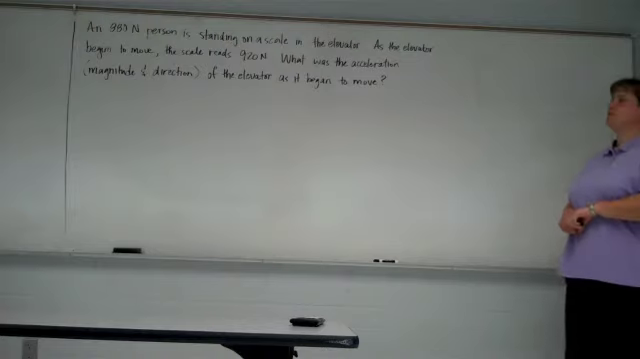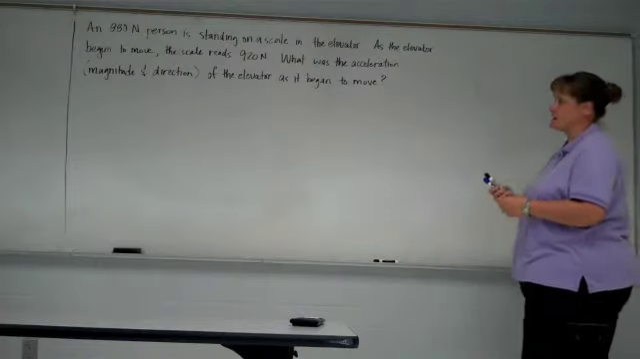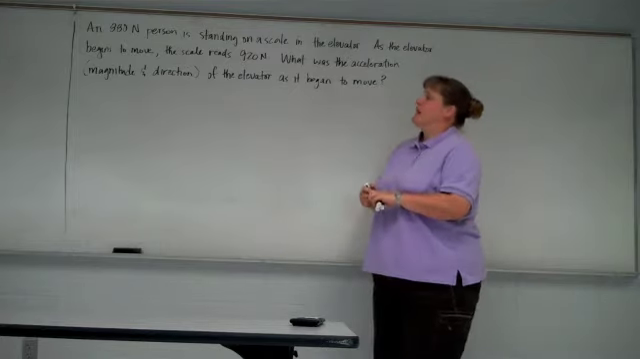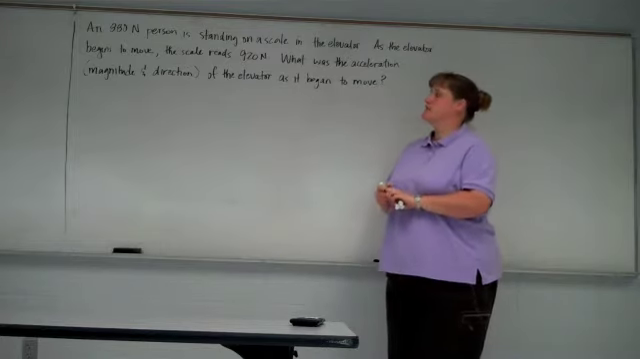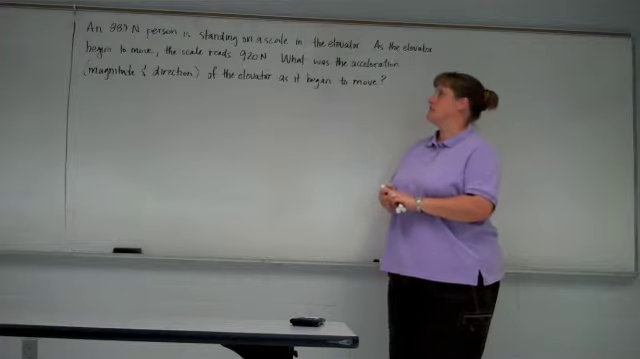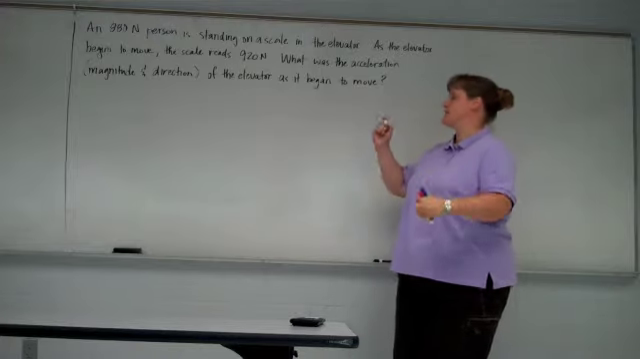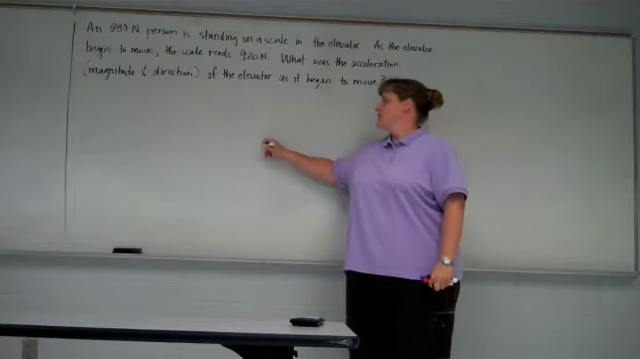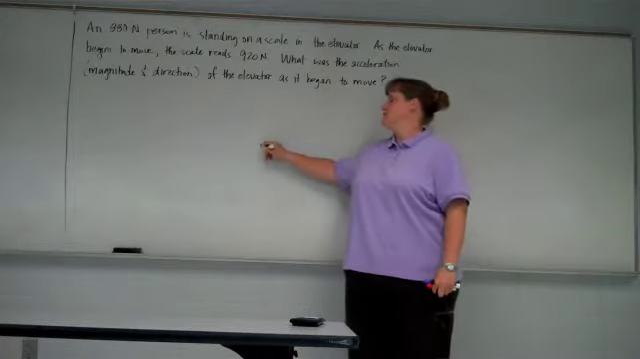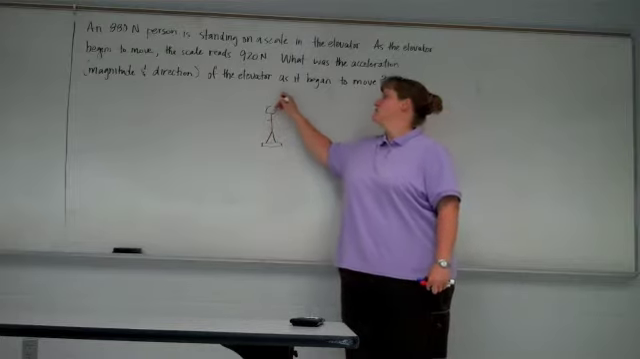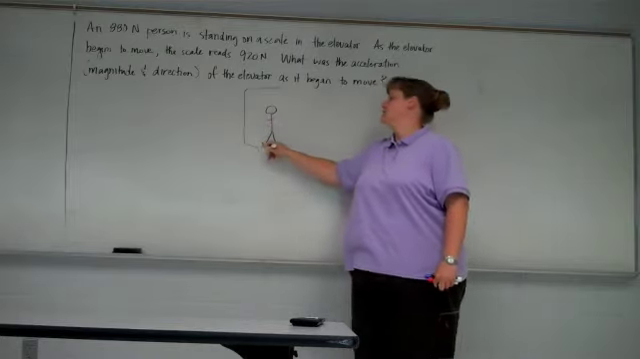An 880 newton person is standing on a scale in an elevator. As the elevator begins to move, the scale reads 920 newtons. What was the acceleration of the elevator as it began to move? So we have a scale. We have a person standing on the scale in an elevator.